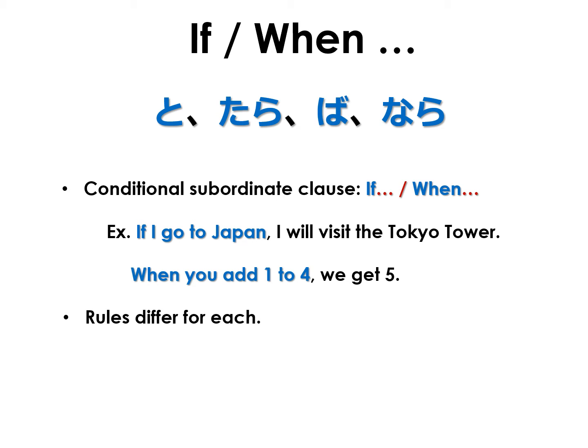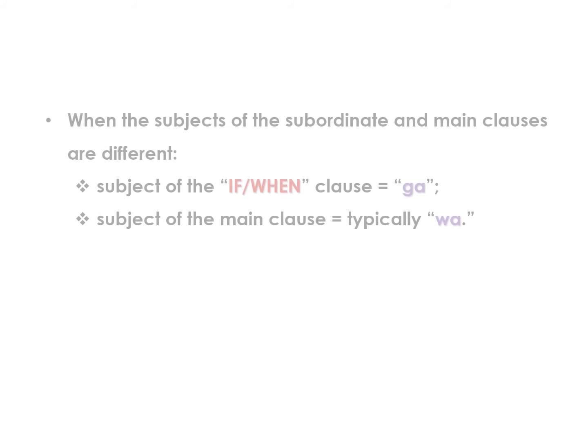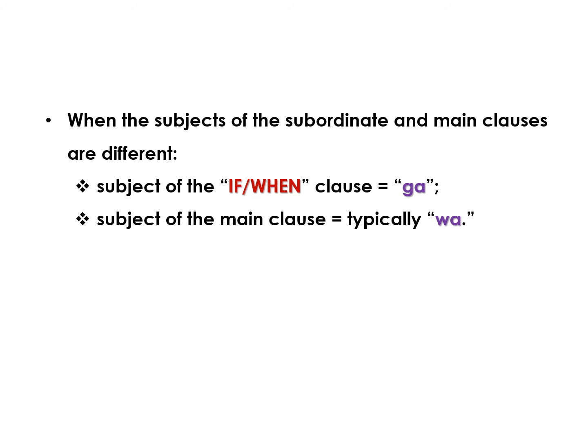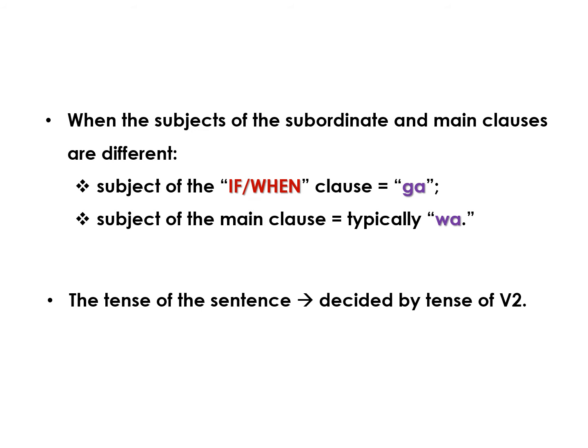There are rules governing the use of each conditional, but for the most part, they're almost always used in non-past tense sentences. Some of the rules you need to remember in using them actually center on when or how you can use them in the past tense. Just like all subordinate clauses in Japanese, when the subjects of the subordinate and main clauses are different, the subject of the subordinate clause takes the particle ga, while the subject in the main clause typically takes wa. The tense of the sentence depends on the tense of the verb in the main clause.